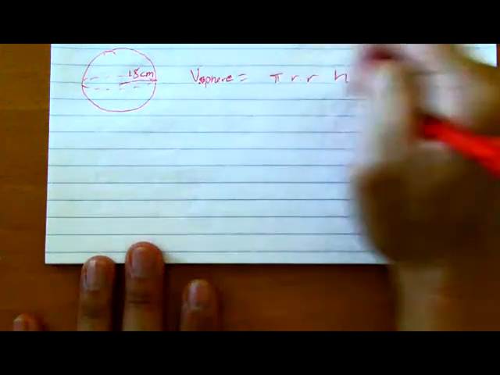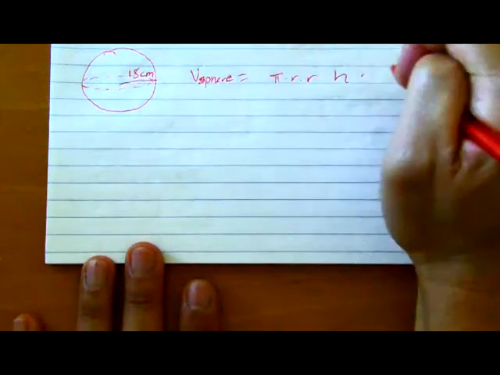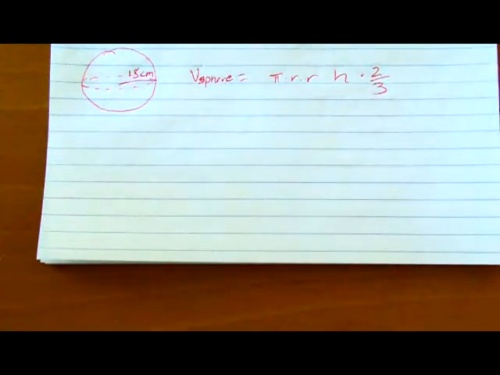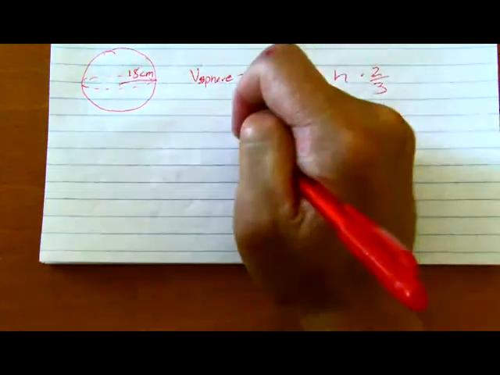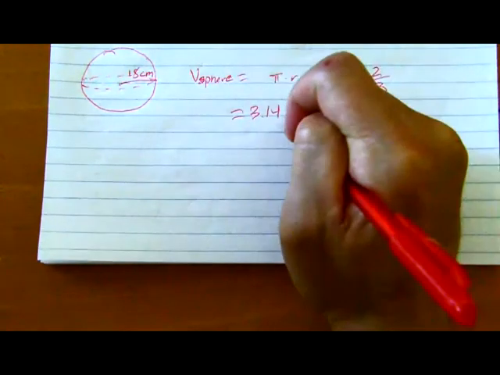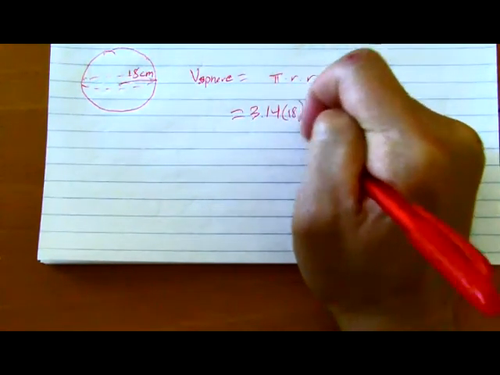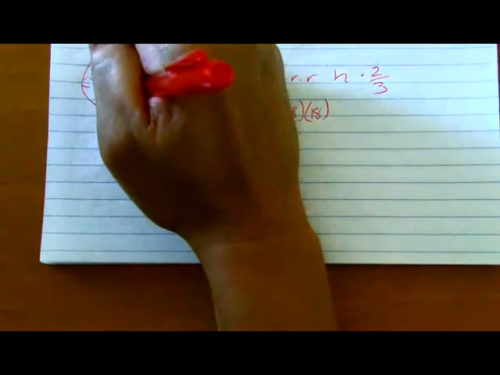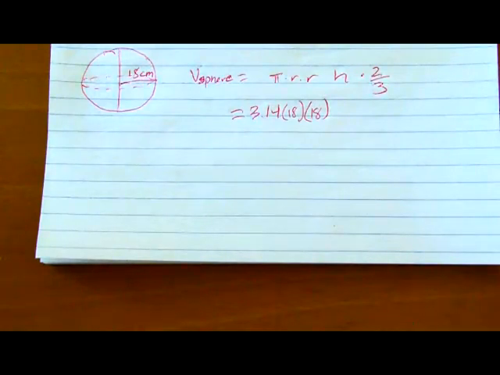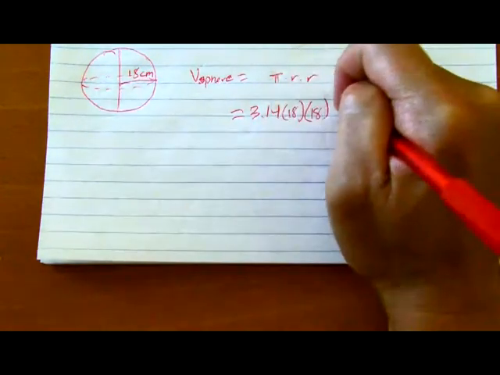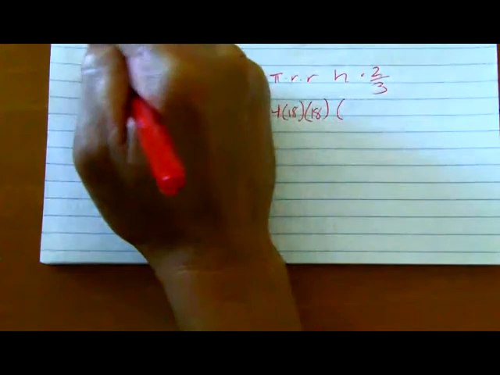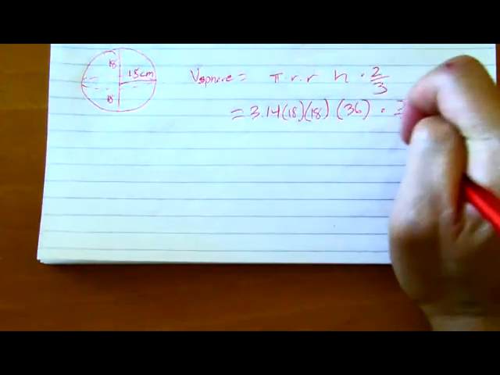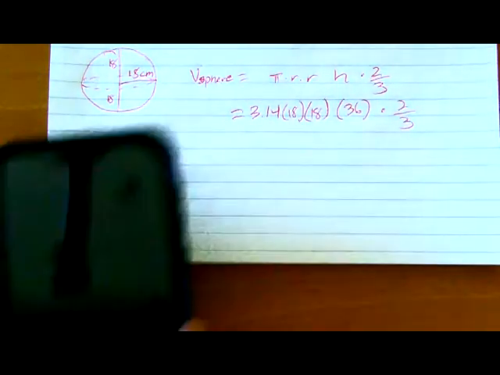So we take the answer for this times 2/3, times 2 divided by 3. The pi is 3.14. Radius is 18. The height is right here. The height of this sphere, this is 18 and this is 18. So that total height is 36 times 2 divided by 3. Okay, let's go through the calculation.